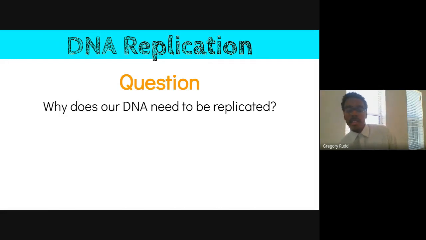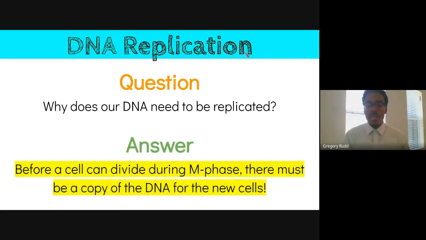So we need to replicate the DNA because when we reproduce, when we make new cells, those new cells need DNA as well. So you should write this down. Again, when you see something that's highlighted, that's what you should be writing down in your notes. So the question, why does our DNA need to be replicated? The answer, before a cell can divide during M phase, there must be a copy of the DNA for the new cells. Each new cell needs its own copy of the DNA. So that means we need to copy the parent's DNA.